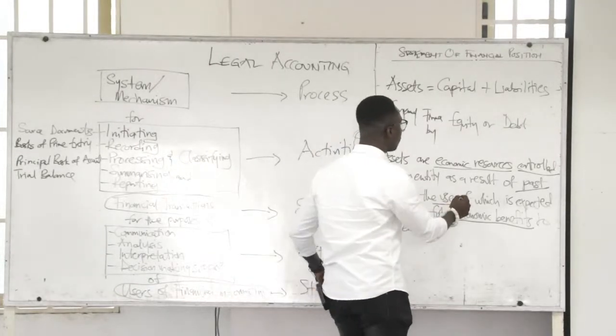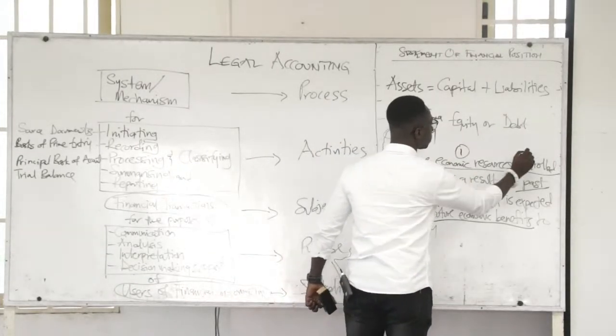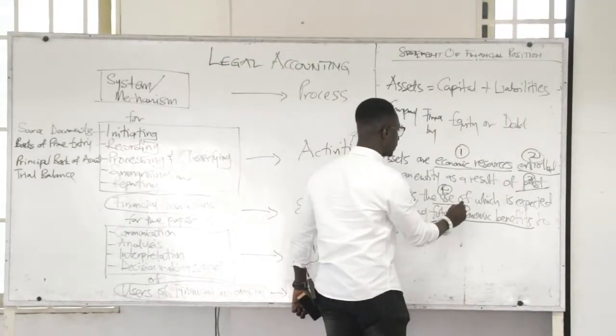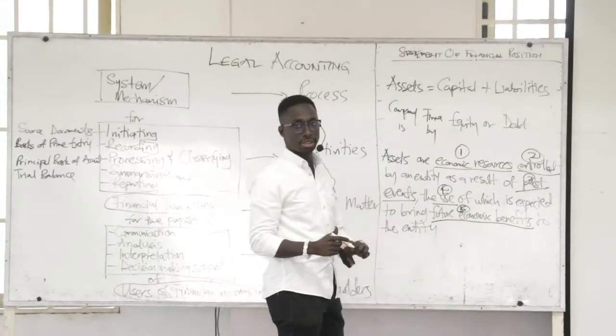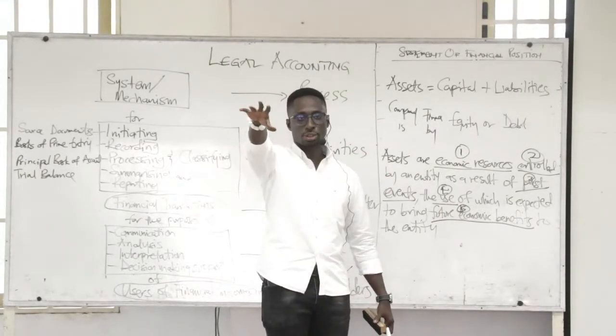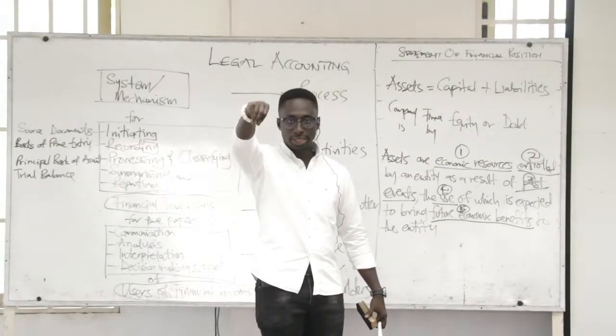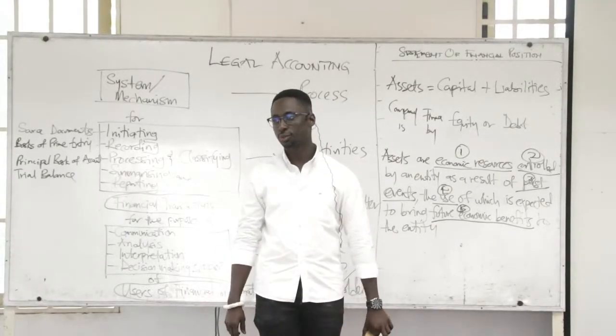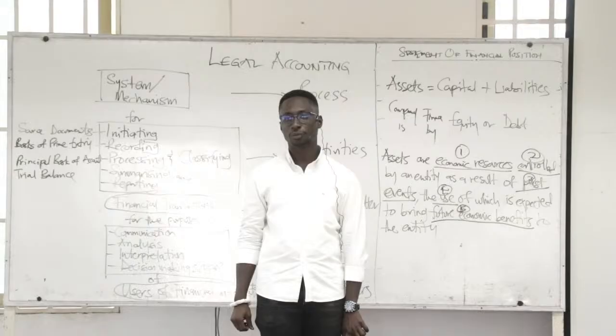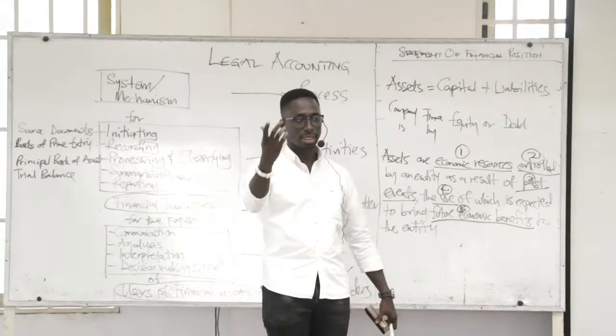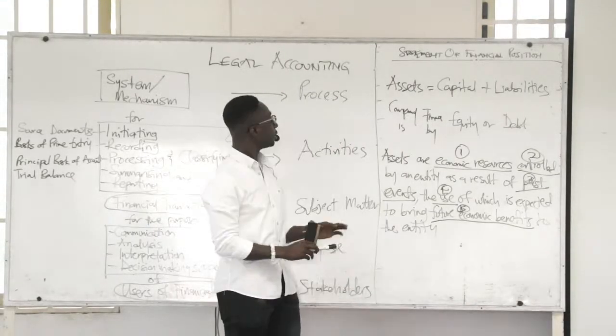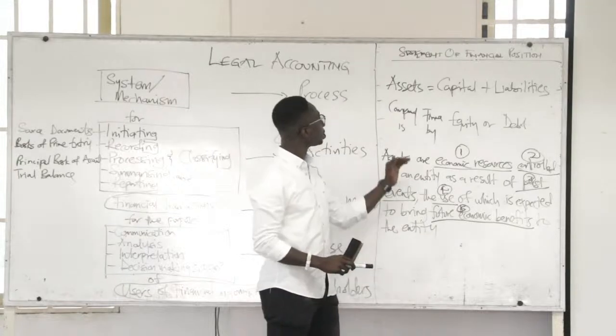So these 5 elements need to be present. This, as an economic resource, it's controlling. That's an economic benefit that the Ghana School of Law is making. Selling the item like an inventory, right? They sell it to make economic benefit. So now we understand what an asset is.